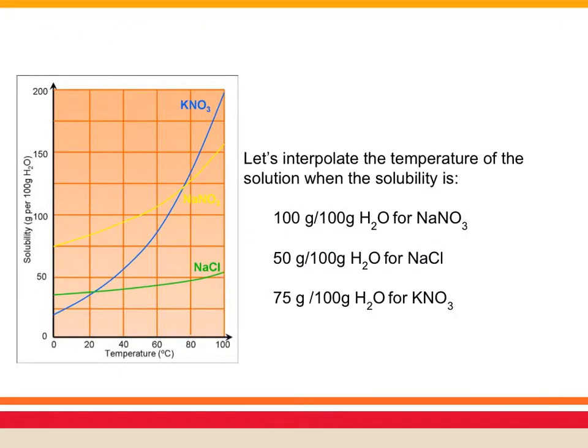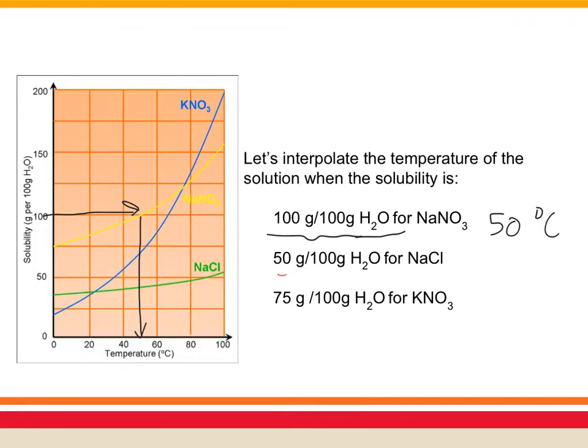We can also do the reverse, so if we're given a solubility, we can figure out what the temperature of the solution is. So we're going to start with 100 grams per 100 grams of water for NaNO3. So let's go to our 100 gram mark. We're going to go across to our yellow curve and then read down. That is roughly at 50 degrees Celsius.